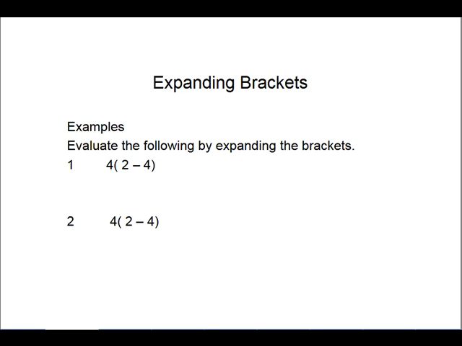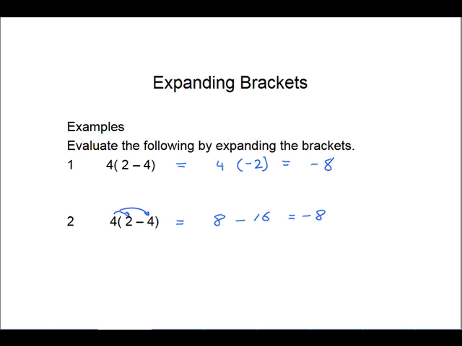So I've got an example here. The first one we're going to do using rules of precedence that we learnt in operations, and then we're going to do it again using the distributive law, and you see that we get the same answer. So I've done inside the brackets to give us -2, and then I've gone 4 times -2. Now I've used the distributive law, so the 4 gets multiplied by the 2, and then it gets multiplied by the -4. Gives us the same answer as before, -8.